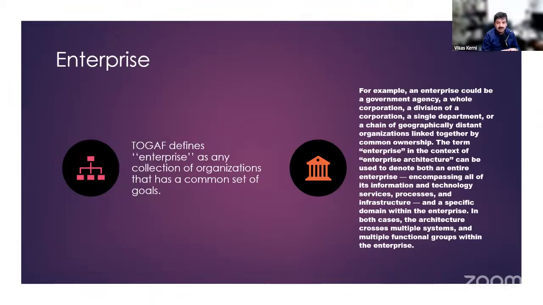The term enterprise in the context of enterprise architecture can be used to denote both an entire enterprise, encompassing all of its information and technology services, processes, and infrastructure, and a specific domain within the enterprise. In both cases, the architecture crosses multiple systems and multiple functional groups within the enterprise.